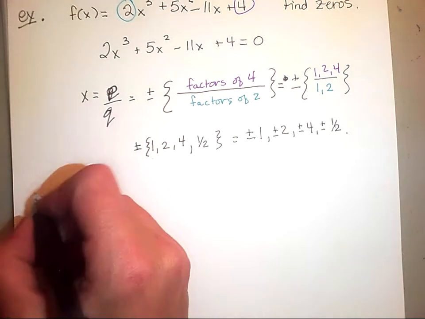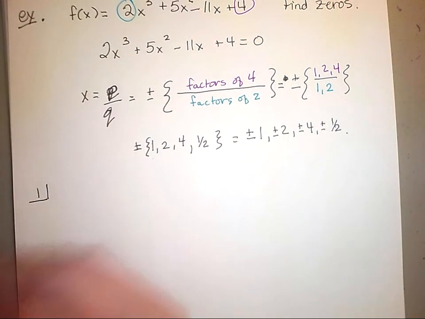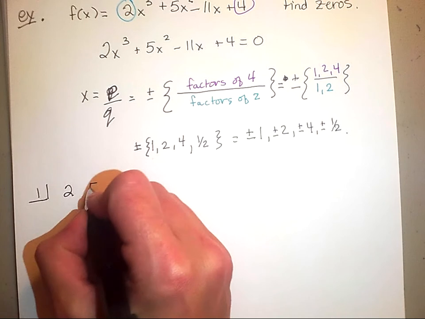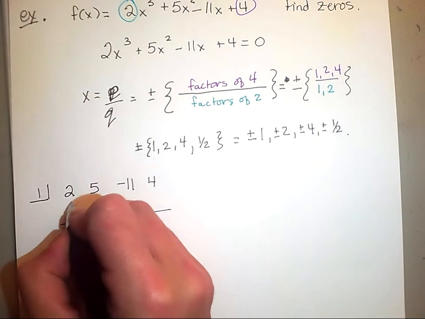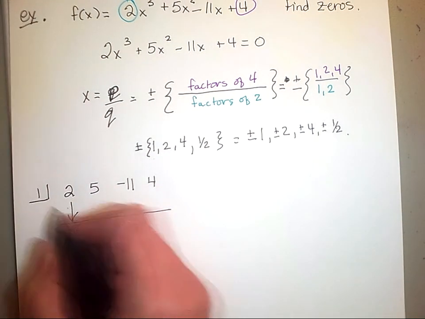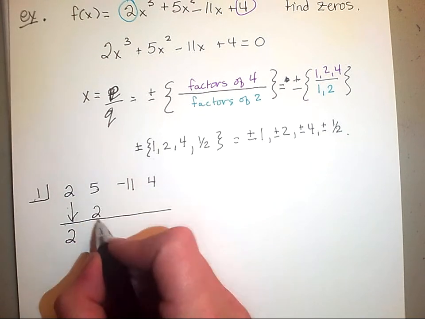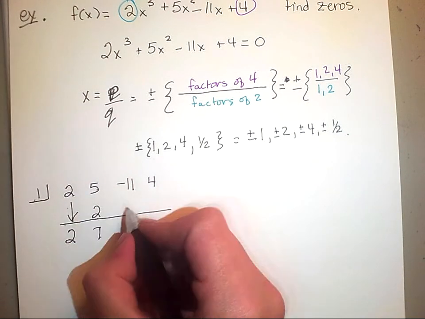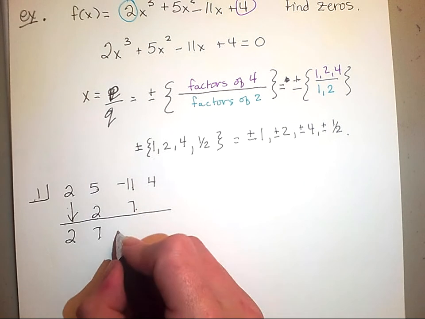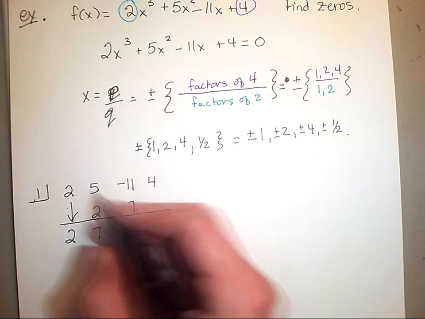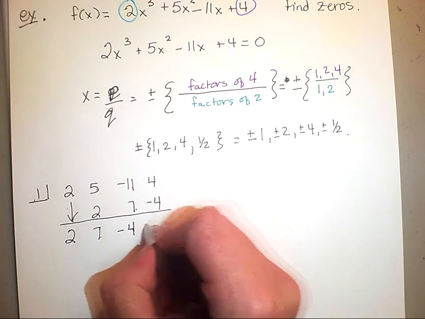Okay, 1, 2, 5, negative 11, 4. Bring the 2 down. 2 times 1 is 2. 5 and 2 are 7. 7 and 1 are 7. Negative 11 plus 7 is negative 4. Negative 4 times 1. Oh, thank goodness. Woohoo! It's the first one we tried.